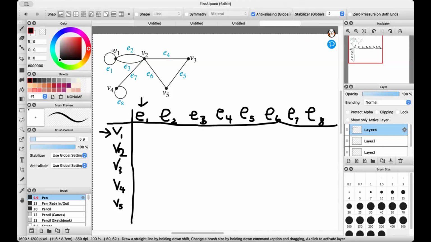So let's look at the diagram. So E1 is a loop around V1. So that means it is incident to V1 because V1 is its endpoint. So I put down a 1 here. And then I go to E2. V1 is its endpoint here. So I put down a 1 here. E3, V1 is its endpoint as well on the diagram. So I put down a 1.